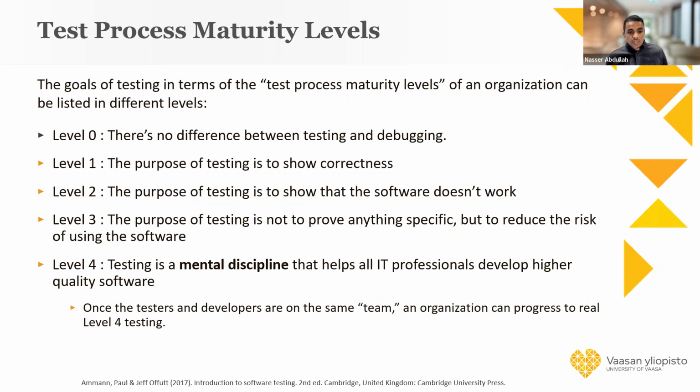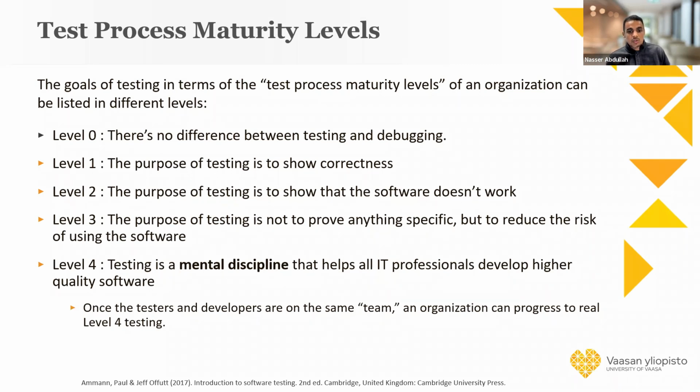The next level is where the purpose of testing is to show correctness. Correctness means our system works well. How does it work well? The output is the same as the expected result. For example, I give an input, and it gives me the same output as I expected. So this is the first level.